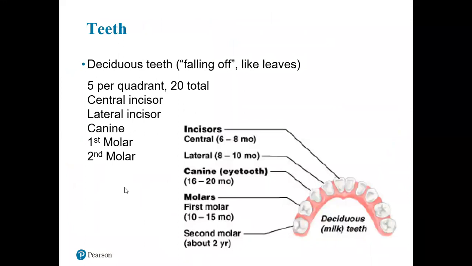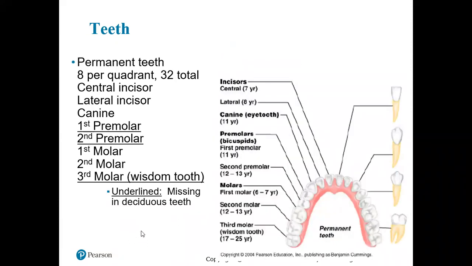We talked about deciduous teeth. These are our primary teeth that fall out. There are 20 of them, and then those are going to be followed by permanent teeth, and there are 32 of those.